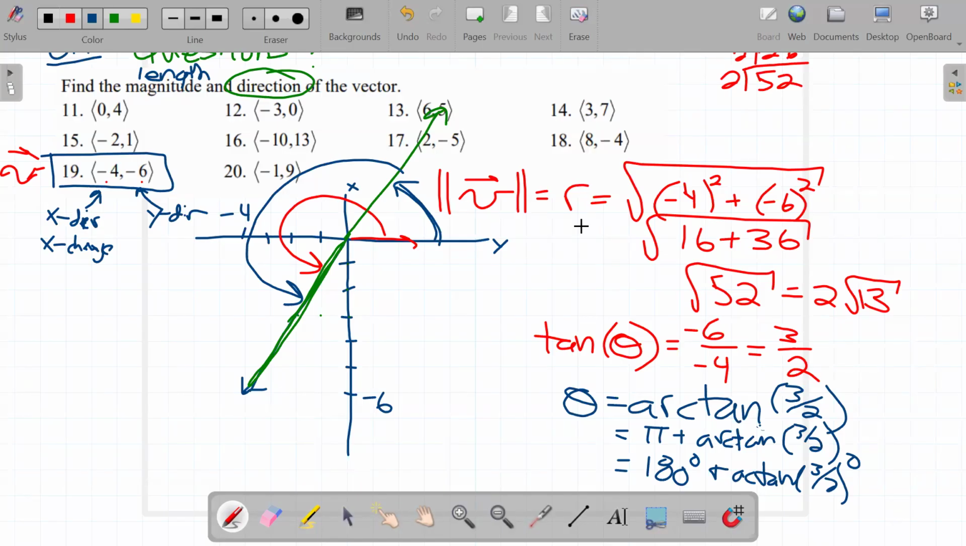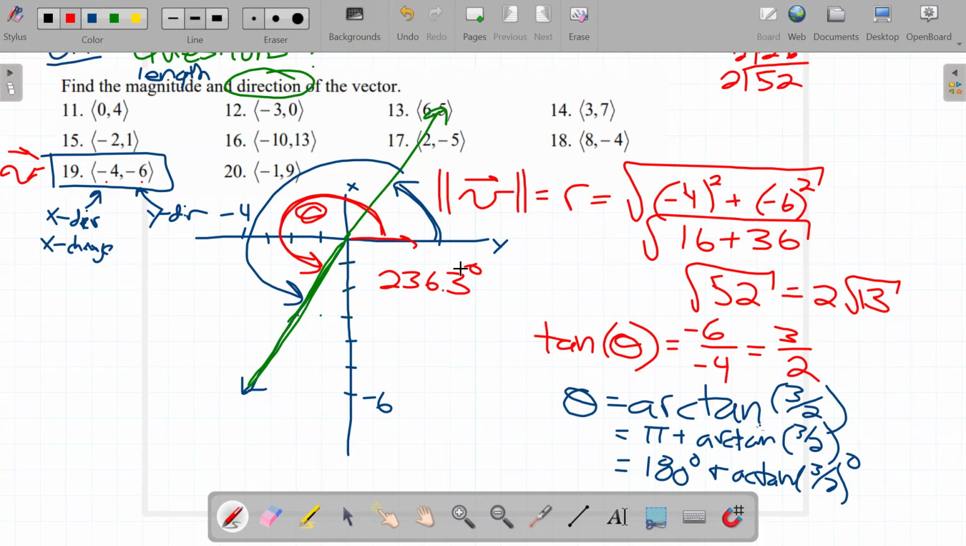180 would be to the negative x-axis. So I think that my version of theta, the red one here, should be about 236. Was it 0.3, I think? 3.1, yeah. Degrees. And again, they didn't mention how many decimal places, so take your pick. If you do the rough estimate as your answer, that's fine.